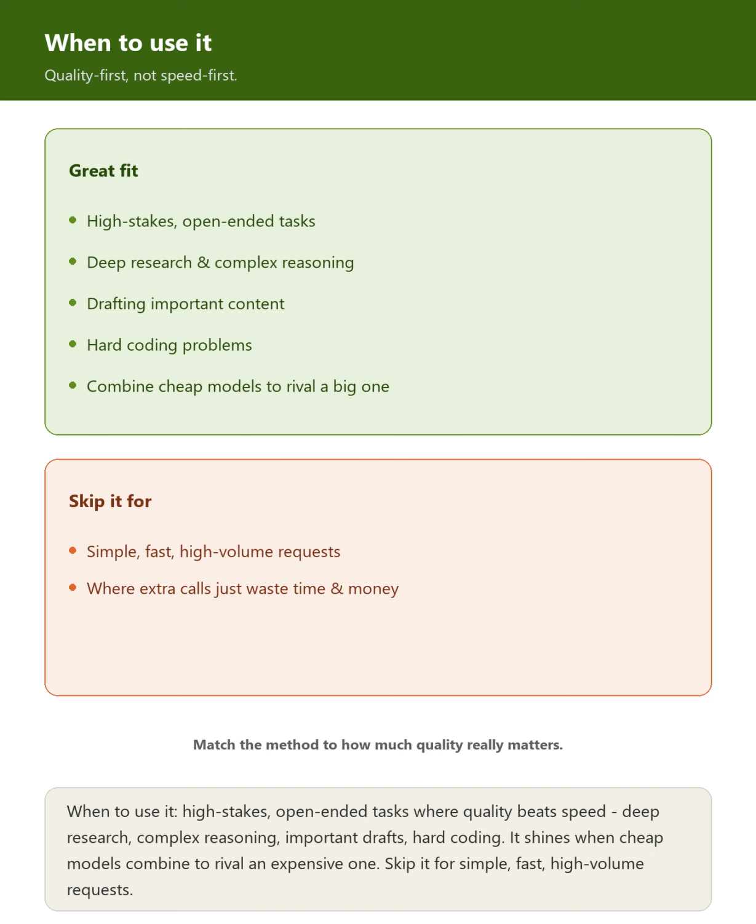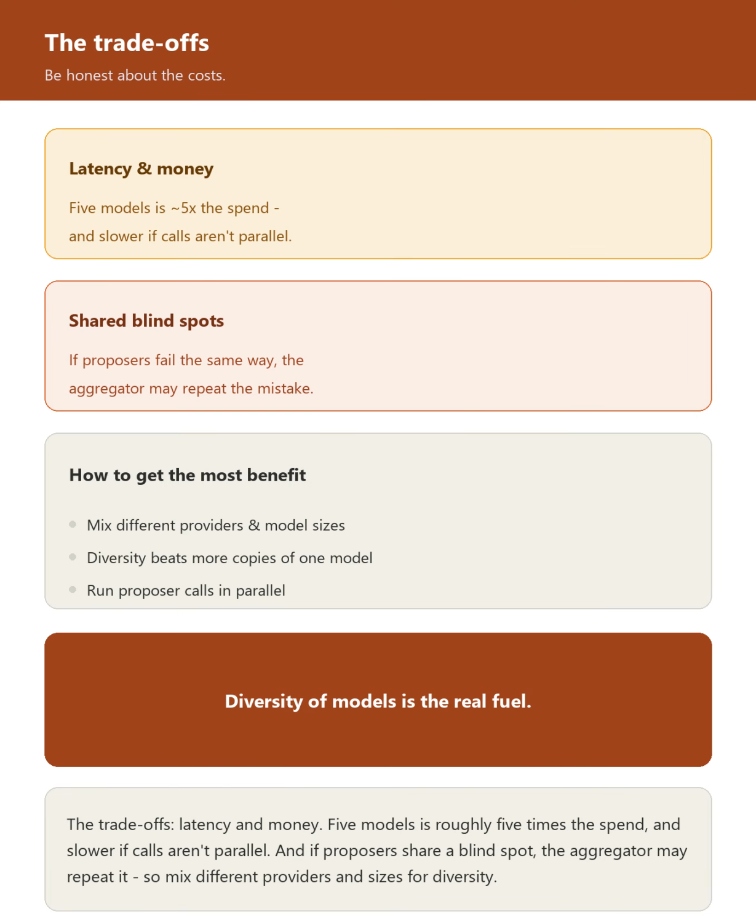When should you reach for mixture of agents? Use it for high-stakes, open-ended tasks where quality matters more than speed: deep research, complex reasoning, drafting important content, or hard coding problems. It shines when you can combine cheaper models to rival an expensive one. Avoid it for simple, fast, or high-volume requests, where the extra model calls just waste time and money for little gain.